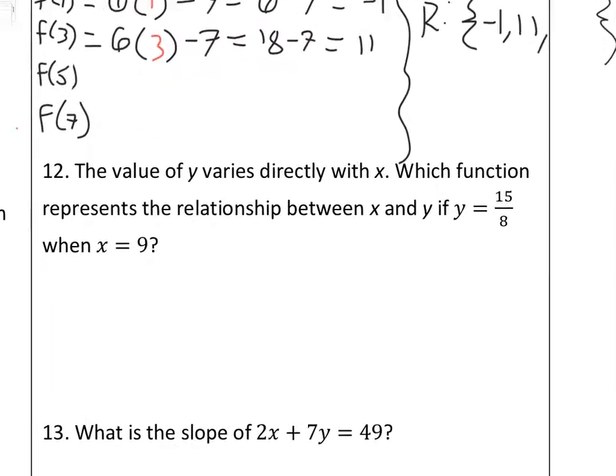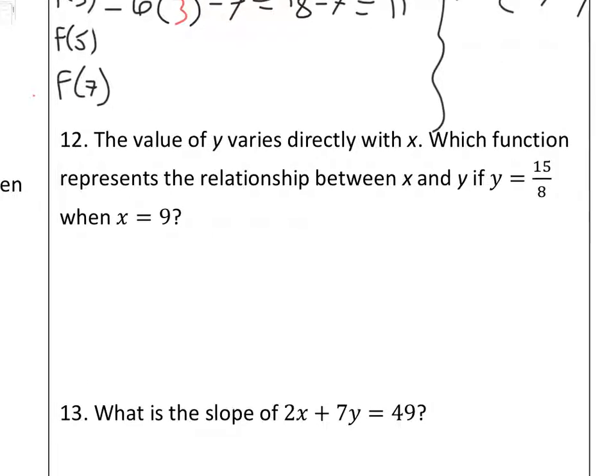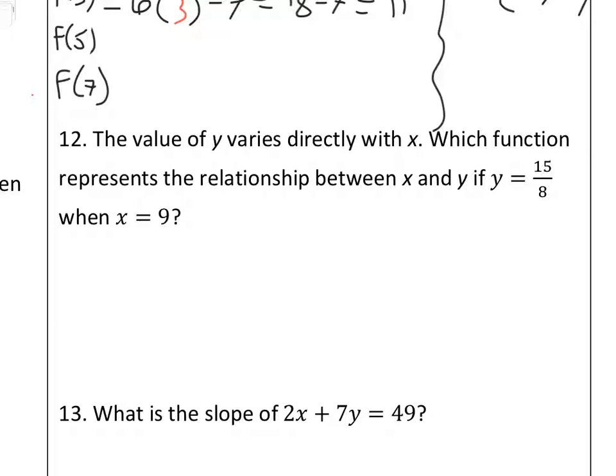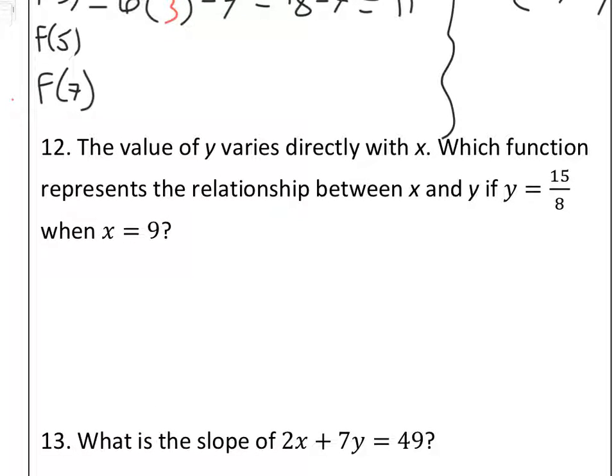All right, moving on to number 12. The value of y varies directly with x. Which function represents the relationship between x and y if y equals 15 over 8 when x equals 9? Okay, so what you want to remember is what a direct variation means. So if y varies directly with x, it is in the form of y is equal to kx.